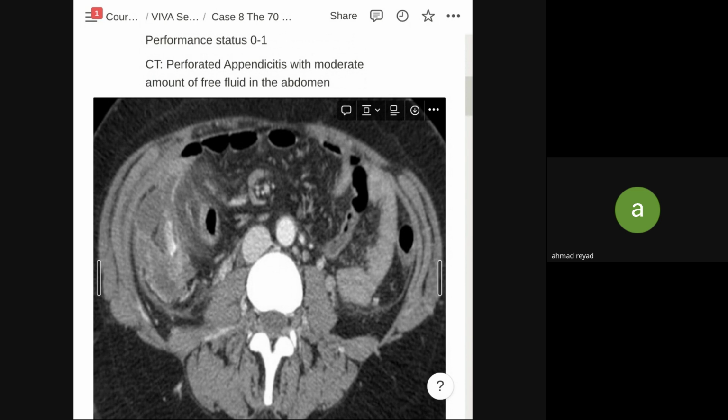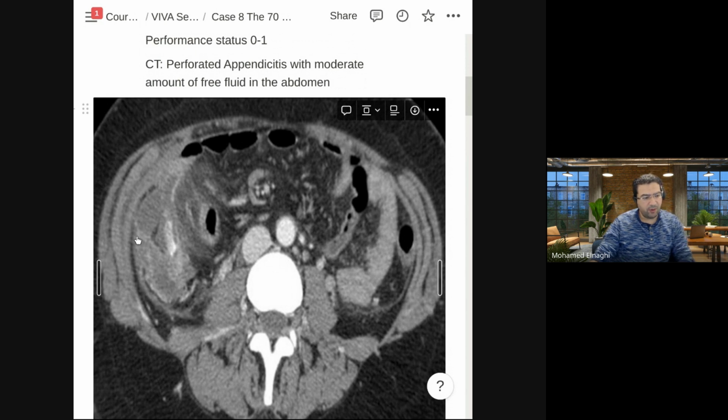I think thickened cecum. I'm not sure, but definitely there are signs of perforated appendix. Okay, so you can see some fluid collection in the right iliac fossa with fat stranding. Looks like some kind of inflammation there. Okay, and the CT report says perforated appendicitis with moderate amount of free fluid in the abdomen. This is what they say.